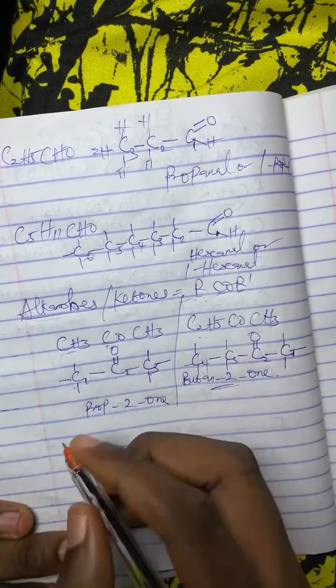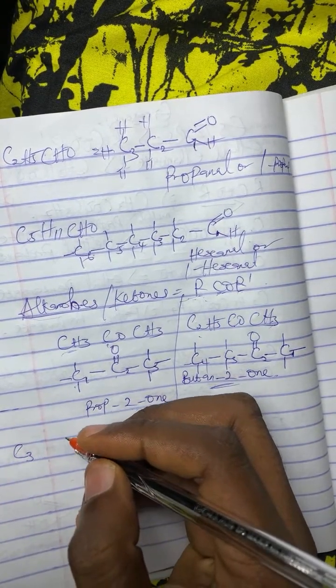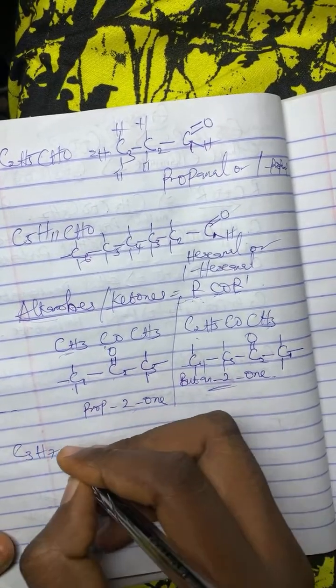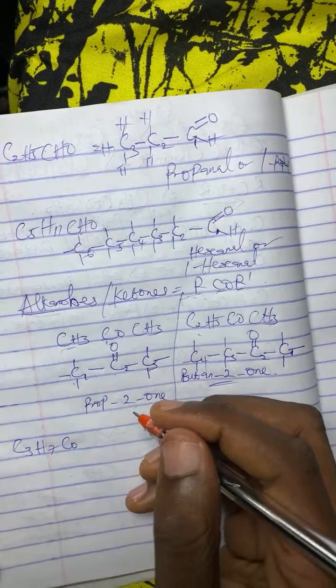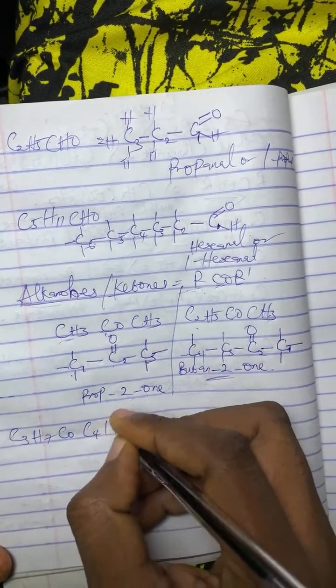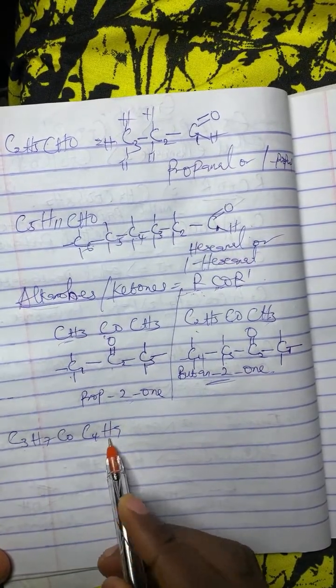So generally, I can also have, for instance, something like this. Let me use the alkane, not alkanol. Let me use C3H7, and then I have CO, and then I have C4H9. These are alkyl, CO, alkyl. So what is the name?